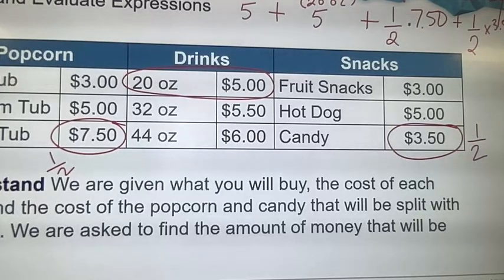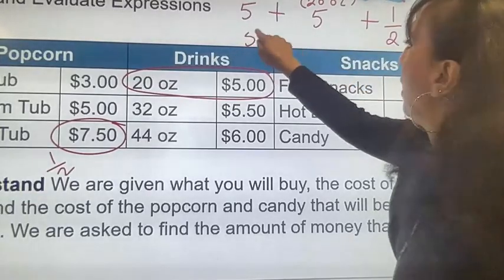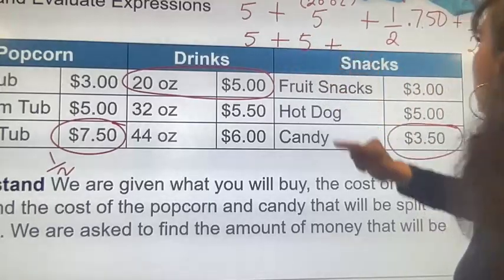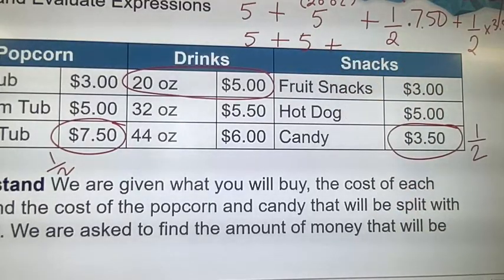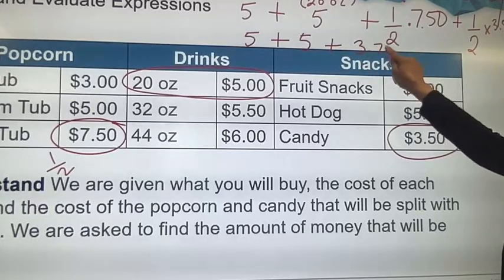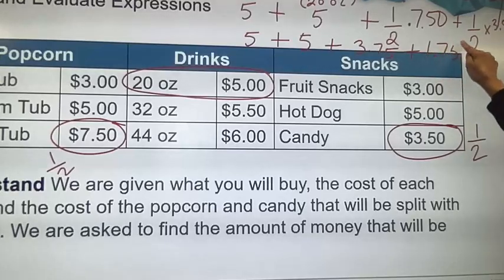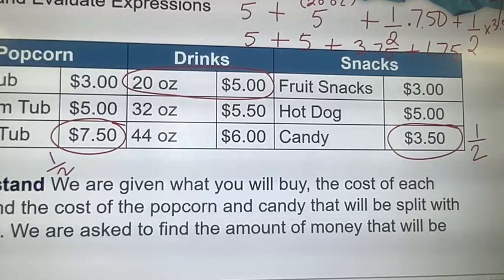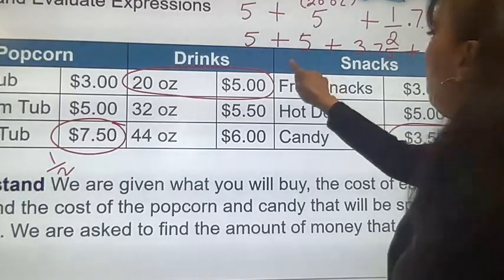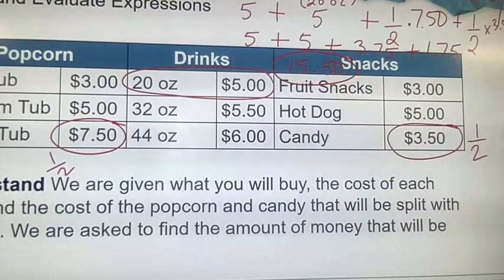So I'm going to do it over here. The original expression is written up over here, okay? And so I have 5, plus 5, plus what is half of $7.50? It's going to be $3.75, plus half of $3.50, which is $1.75. And when we add all of this, it's going to be $15.50. And so this is my final answer.